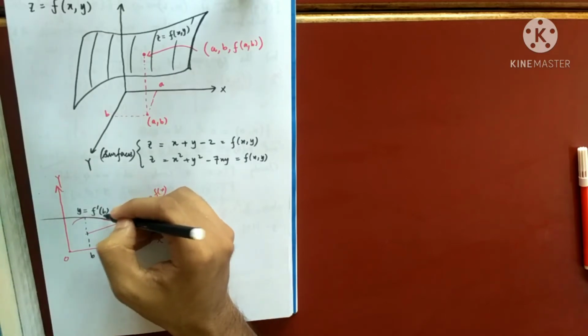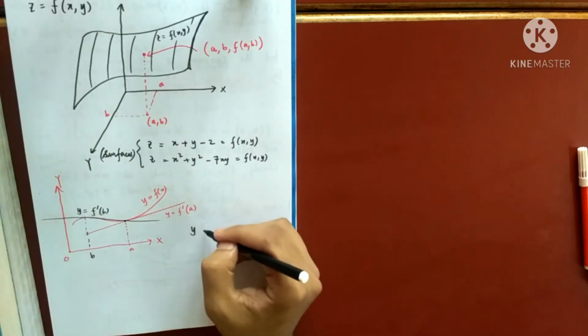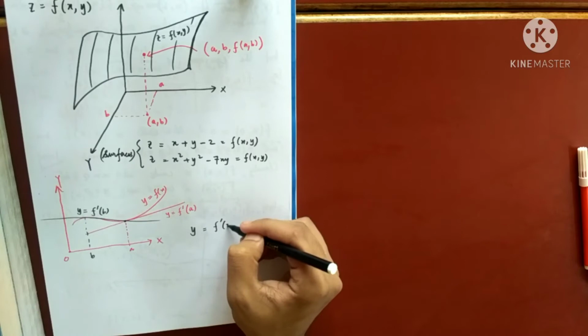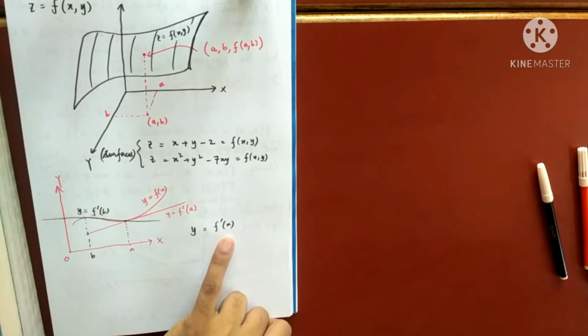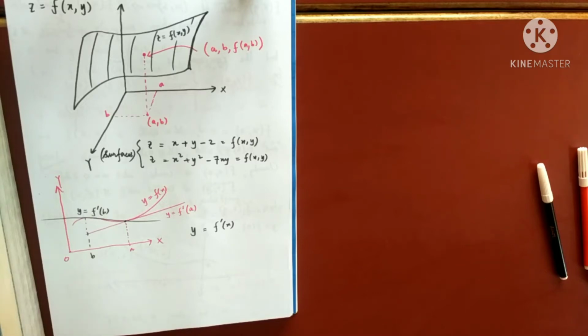So y equals f dash x gives you the slope of the tangent at the point x. So this was the geometric interpretation of differentiation. Okay, now what we'll be doing is with functions of several real variables. Let's see what happens.